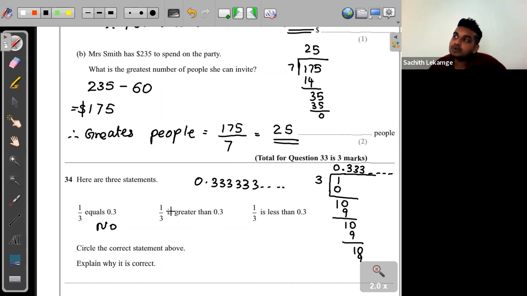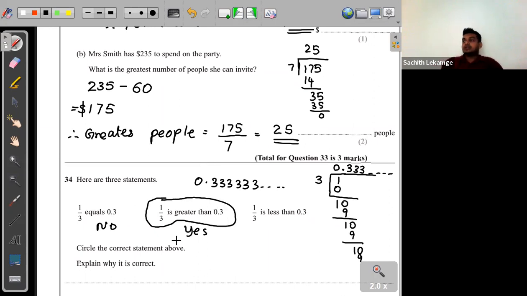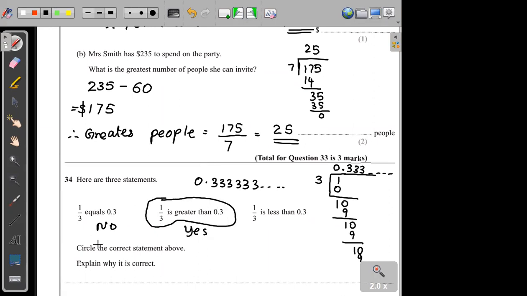Is this bigger than or equal to 0.3? No. Is this greater than 0.3? Yes. Is this less than 0.3? No. Circle the correct statement. Explain, sir, why it is correct.